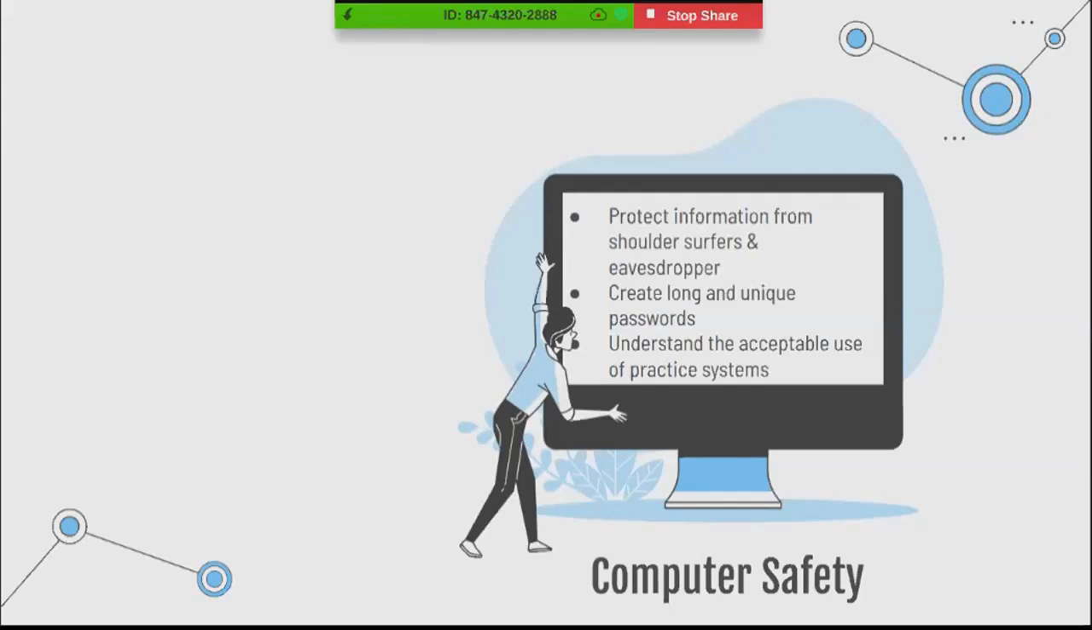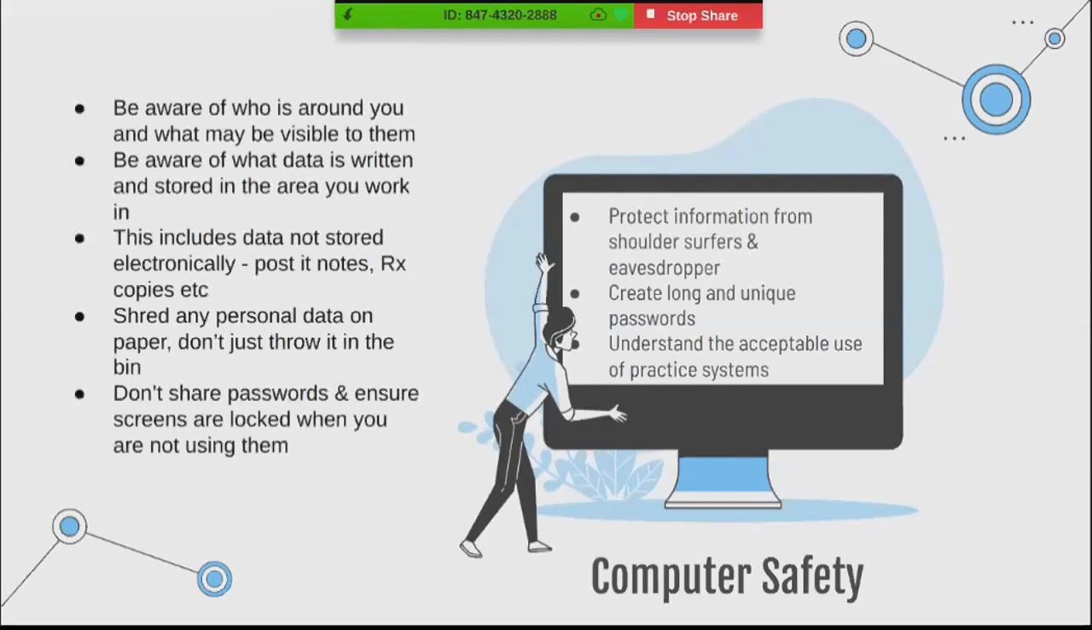So we shouldn't be accessing or getting patient information that's not relevant to what we're actually processing it for. There have been numerous fitness to practice cases where people have obtained patients' phone numbers and patients' email addresses to contact them on a personal basis. Things like that are not an acceptable use of a practice system. So again, that would be a clear breach of GDPR in that instance. So just be aware of who is around you and what may be visible to them.